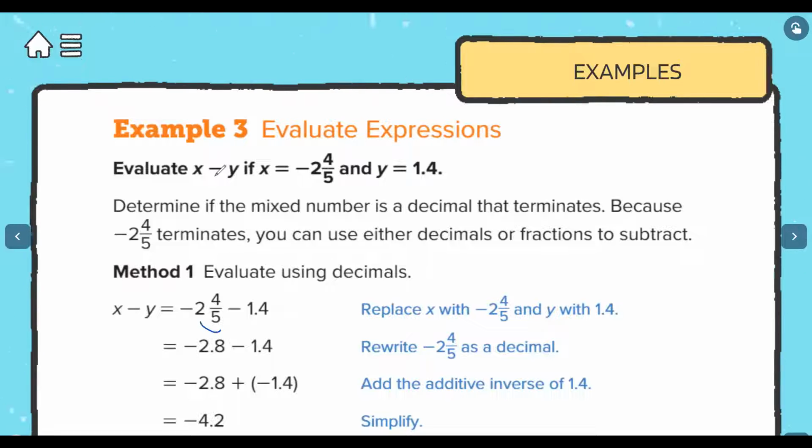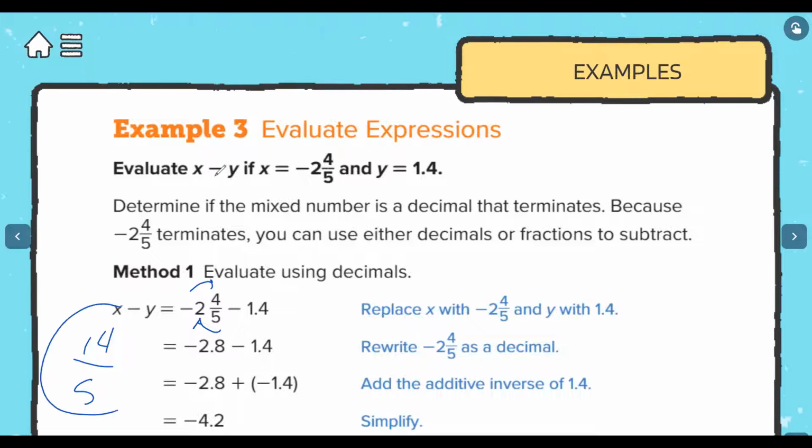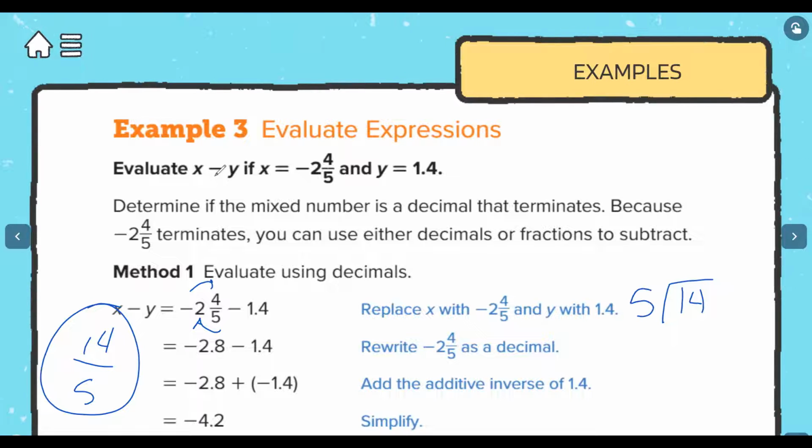We multiply 5 times 2, it's 10, plus 4, it's 14/5. And we need to make that a decimal. How do we make a decimal? We do a division, 14/5. How many times can the 5 go into the 14? Well, it can go twice, right? 2 times 5 is 10. So 14 minus 10 is 4.